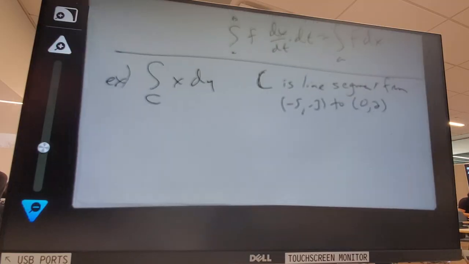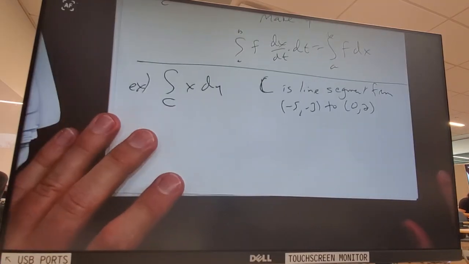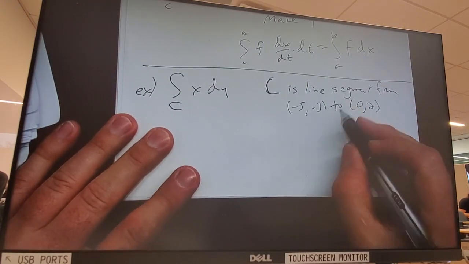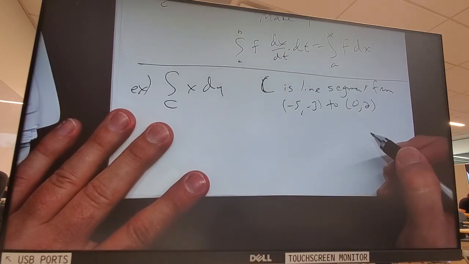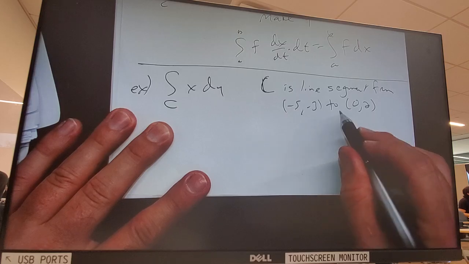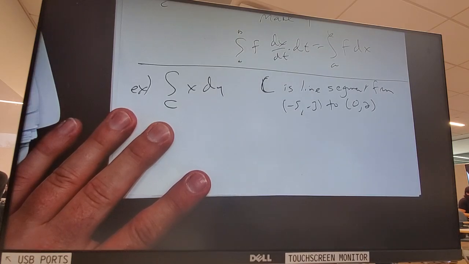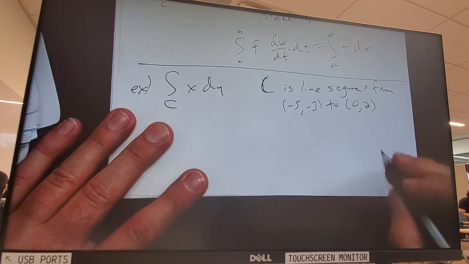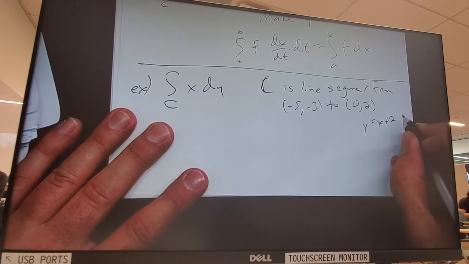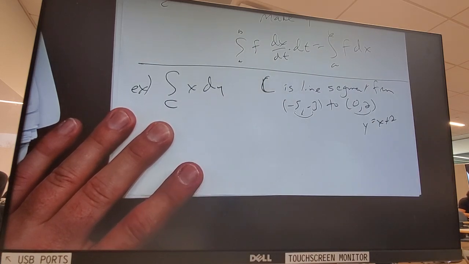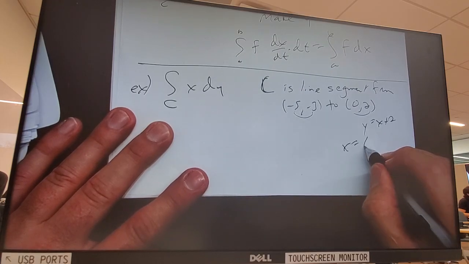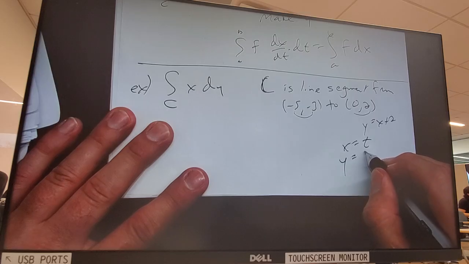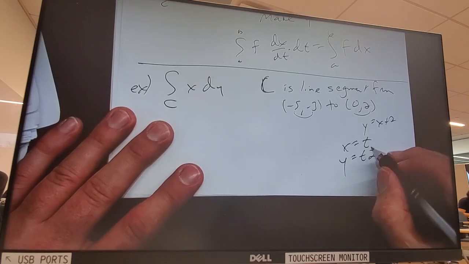So who was able to work on this while I kept talking? Has anybody got this? Oh, okay, sure. One way to do this is to figure out just the xy function, right? So you got what again? Y equals x plus 2. That works because plus 2, kick ass. So then you can let x equal t, and then y equals t plus 2.